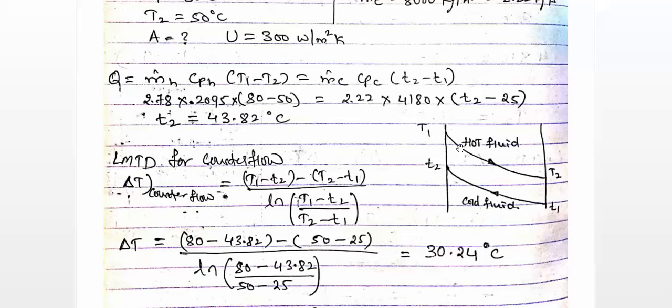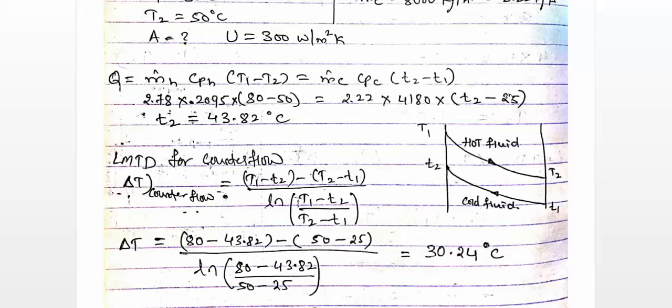So this is the hot fluid. So these temperatures are known here. Since it is a counterflow heat exchanger, T1 is the inlet temperature of the hot fluid and T2 is the exit temperature of the hot fluid, right? 80 degree Celsius is T1 and T2 is 50 degree Celsius. Whereas for cold fluid, inlet temperature is 25 degree Celsius.